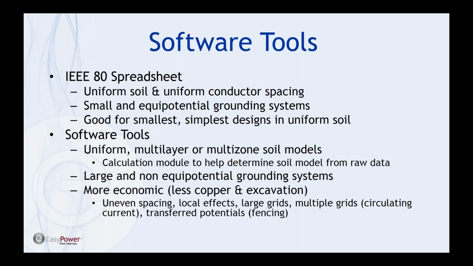Software tools can also generally achieve a more economic design, which is kind of shorthand for less copper and less excavation required. They can also achieve more complex designs, and an example of complex designs include uneven spacing. You can perform calculations to do local mitigation of local effects, as opposed to mitigating a local effect by beefing up the whole grid. You can just beef up one area and rerun the simulation, saving yourself on conductor everywhere else. You can do large grids like we've talked about. You can do things like multiple grids with circulating current between them. And then you can also do some pretty cool calculations with transferred potentials.